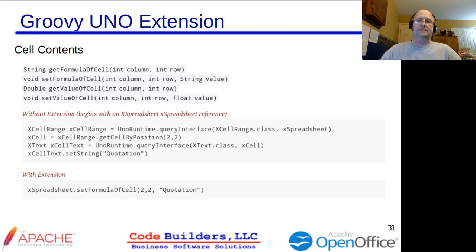Cell content. So that's another thing we do a lot. We've added 4 convenience methods to CellRange, which includes the Spreadsheet class also, that inherits it. These methods allow access based on a column and a row coordinate. So in Java, we had to use the spreadsheet to get the cell range, to get the text, to set the string. Now we can do all this in one line.